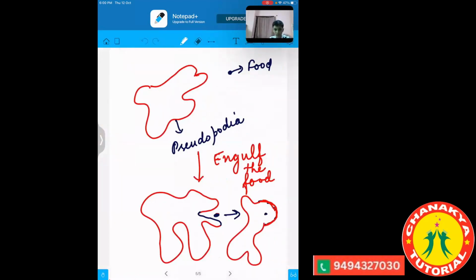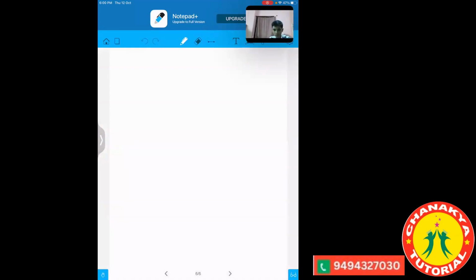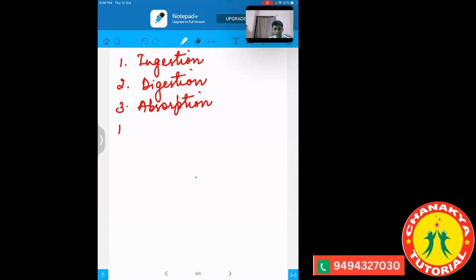Now, once the food has reached the particular area or particular body of the amoeba, what do they do? They start the second process. So there are 5 steps in them: ingestion, digestion. After that, they will be doing the absorption. After absorbing the nutrients, they will be doing the assimilation process. And then last, they will be doing the egestion process of the waste material. So these are the basic 5 steps of the amoeba.